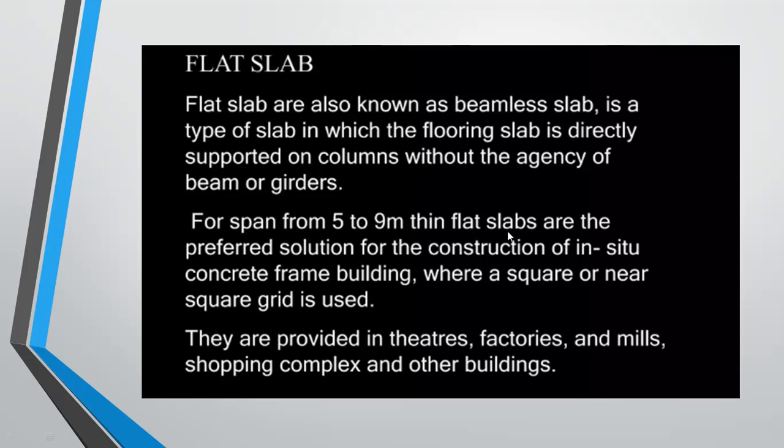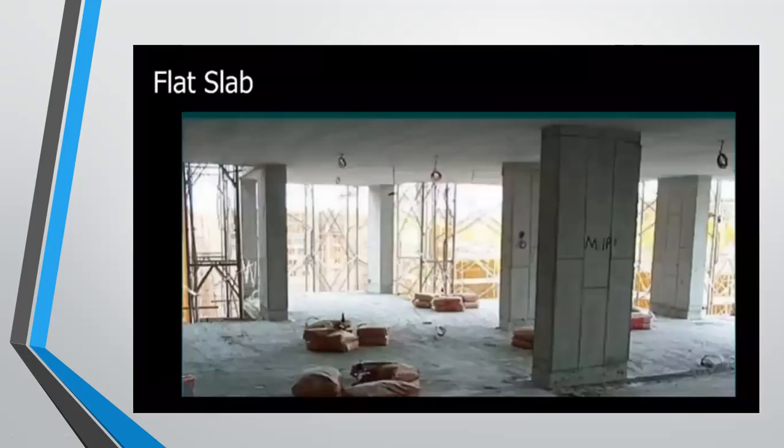Thin flat slabs are the preferred solution for the construction of concrete frame buildings where there is a square or near-square grid. In application, it is used in theaters, factories, mills, shopping malls, etc. In this picture, you can observe the slab directly resting on a column. There is no beam member present.